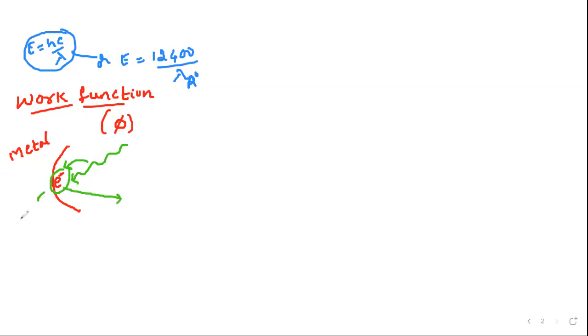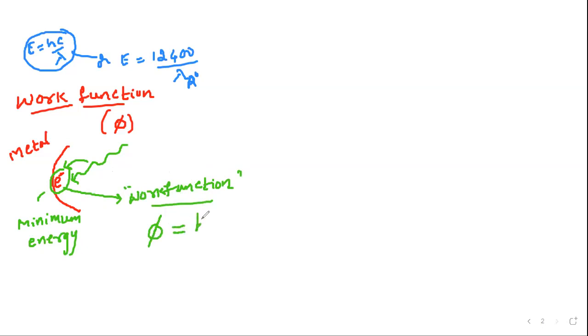This electron utilizes a certain minimum energy here. By using that minimum energy, the electron is just coming out. That minimum energy only we call as the work function. So what is work function? The minimum energy required for the electron to just come out from the metal surface. What is that minimum energy called? Work function. That is denoted with the formula h into nu naught.